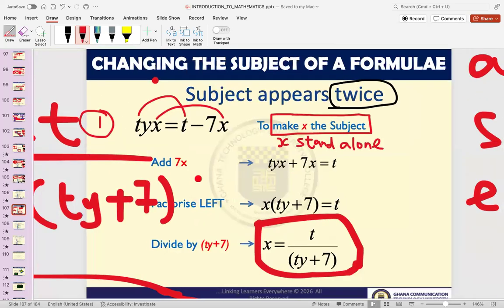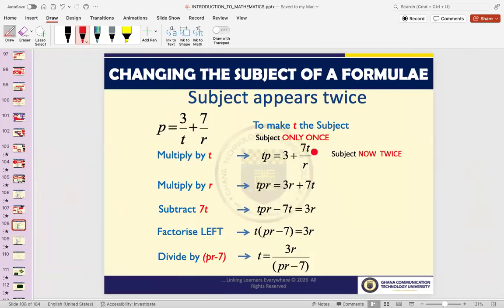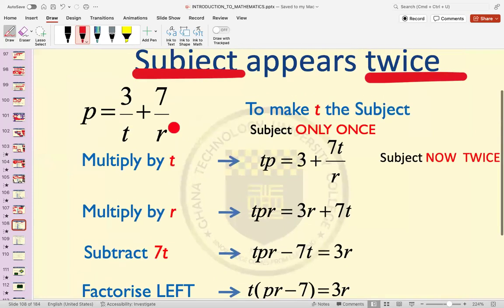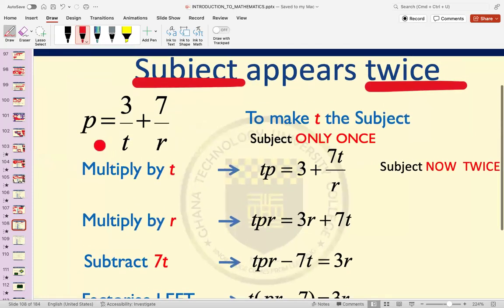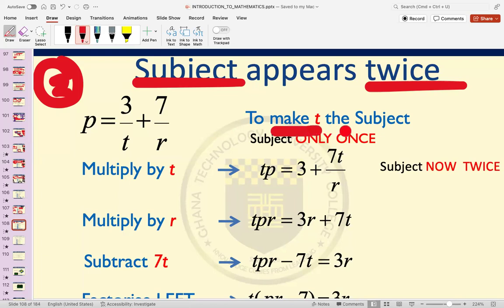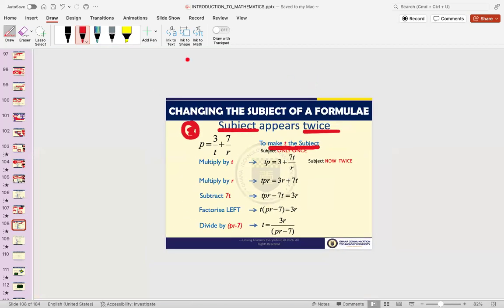Let's look at another one. Same subject appearing twice. This time we have some algebraic fractional expression. And our second example is saying that P equals 3 over T plus 7 over R. And our responsibility now is to make T the subject. Let's see how we can get it right.